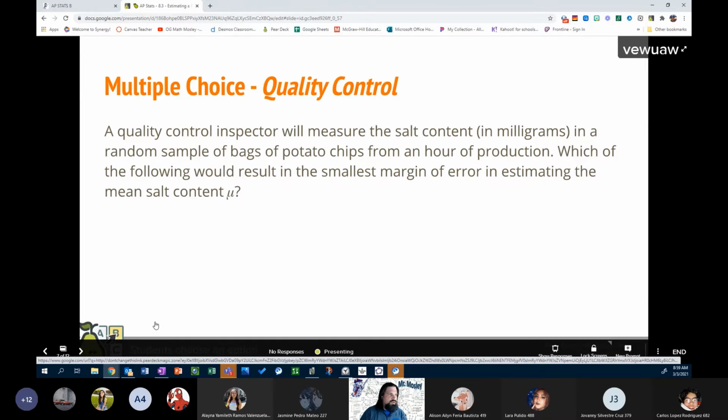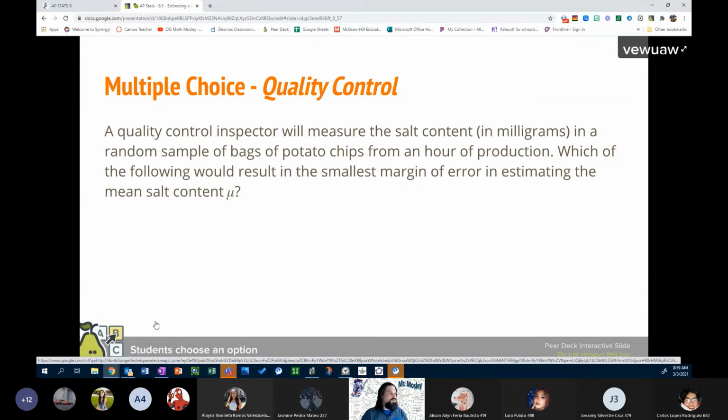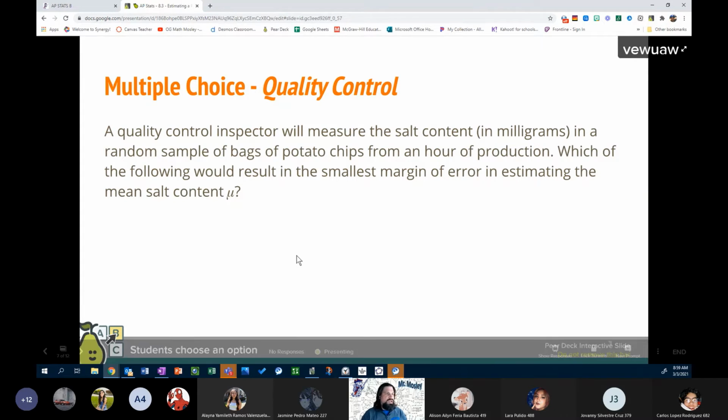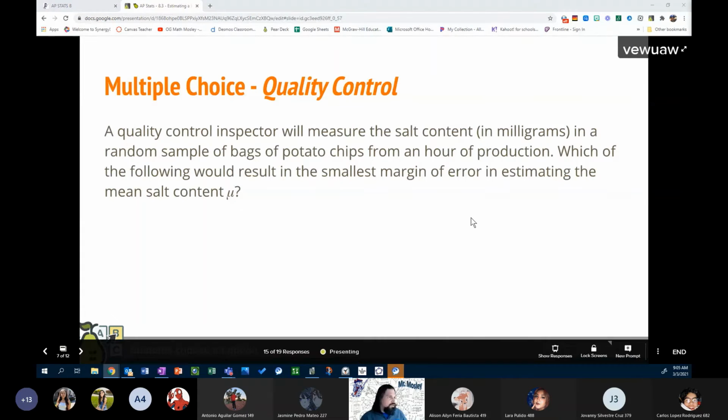Next multiple choice, we have quality control. A quality control inspector will measure the salt content in milligrams in a random sample of bags of potato chips from an hour of production. Which of the following would result in the smallest margin of error in estimating the mean salt content mu?